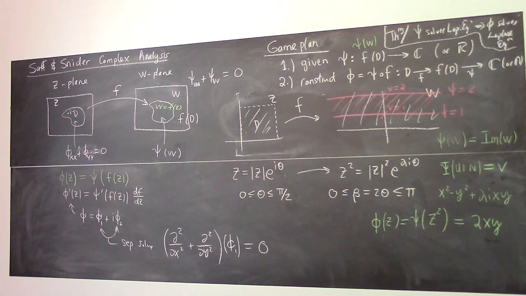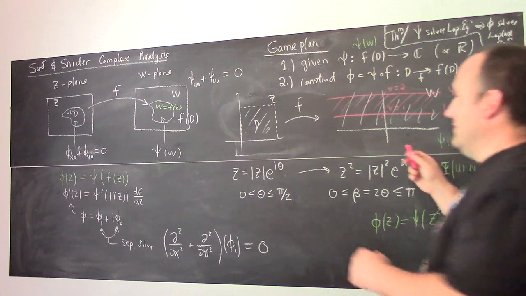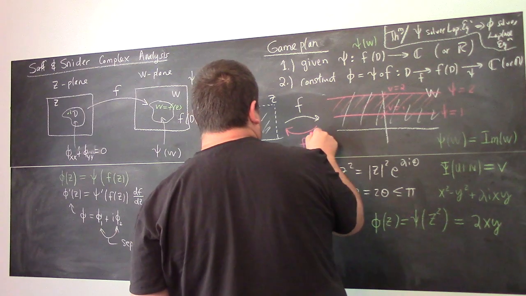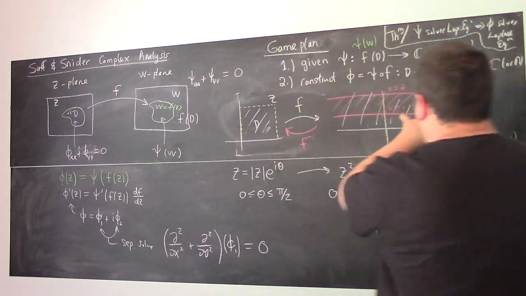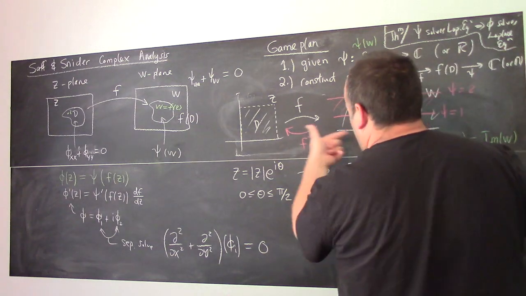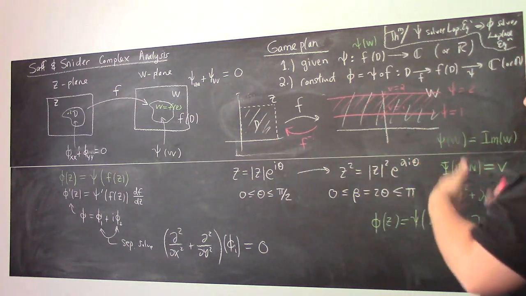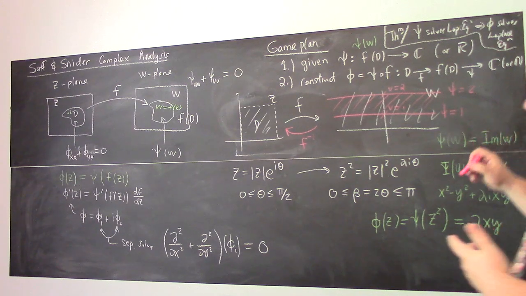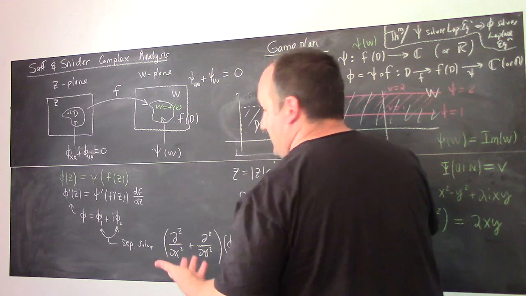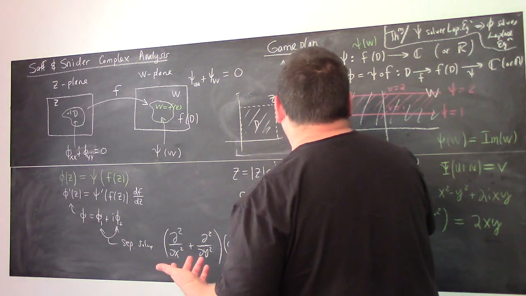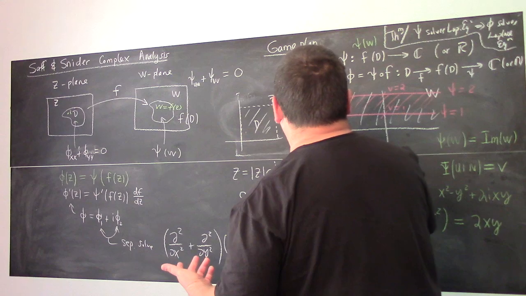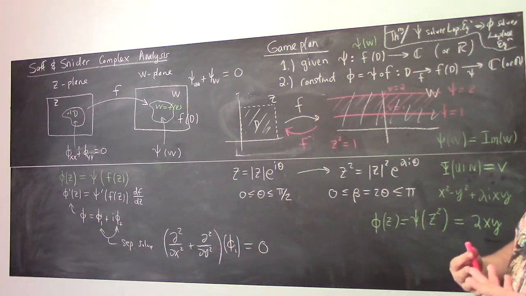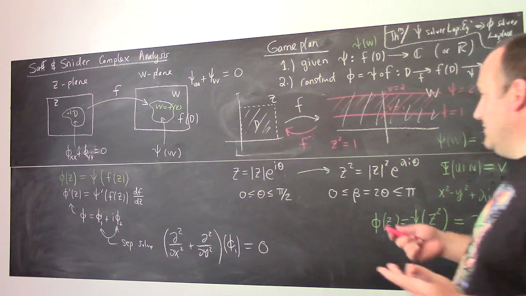Well, we know that this side would be phi of z. That's where I need the inverse map to really understand what this v equals 1 line is. So what I'm looking for is the solution set of z squared equals 1. Where did that come from? What is the solution set to that? Seems like a point, right?